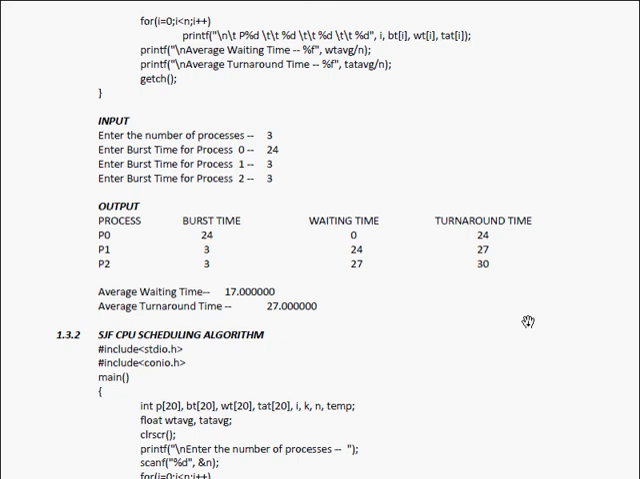The FCFS scheduling algorithm is non-preemptive. Once the CPU has been allocated to a process, that process keeps the CPU until it releases the CPU, either by terminating or by requesting some input-output. The FCFS algorithm is particularly troublesome for time-sharing systems, where it is important that each user get a share of the CPU at regular intervals. It would be disastrous to allow one process to keep the CPU for an extended period.